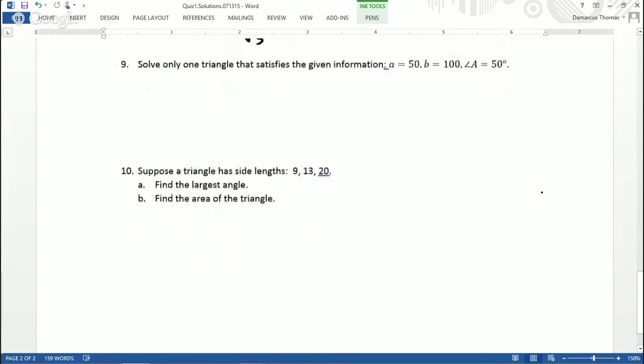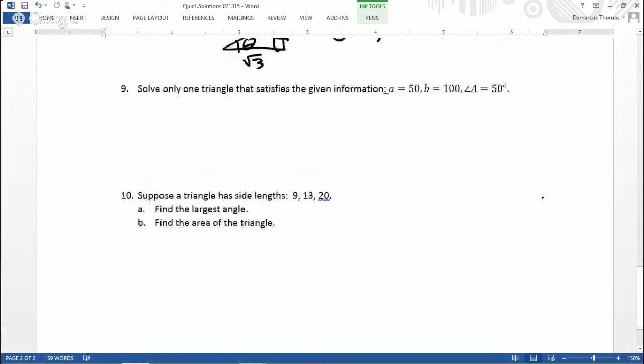And now I will jump on down to number 10. It turns out 9 cannot be done, so it does not exist. We cannot solve anything there. So we're going to move on to find the largest angle.